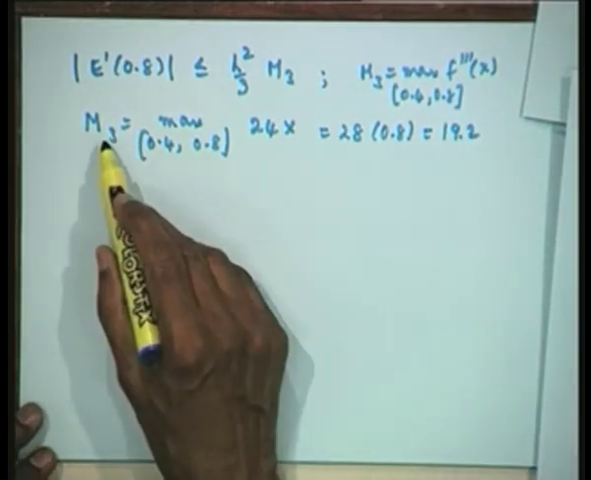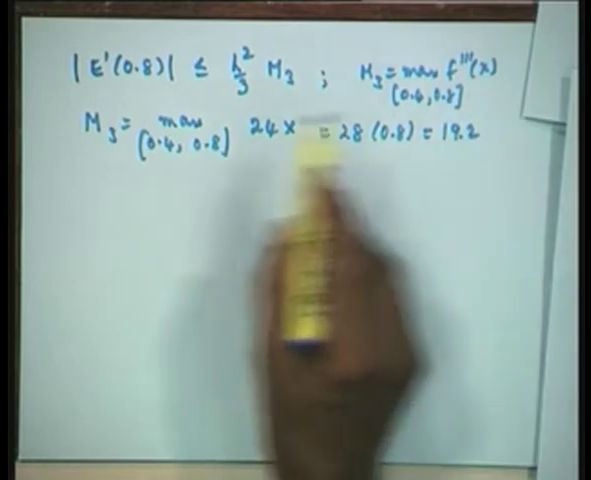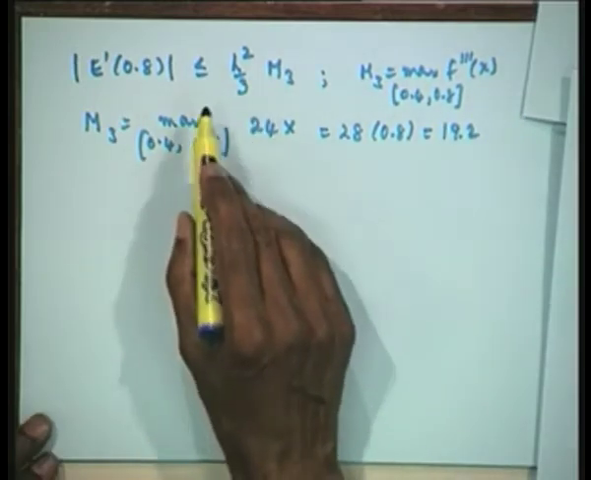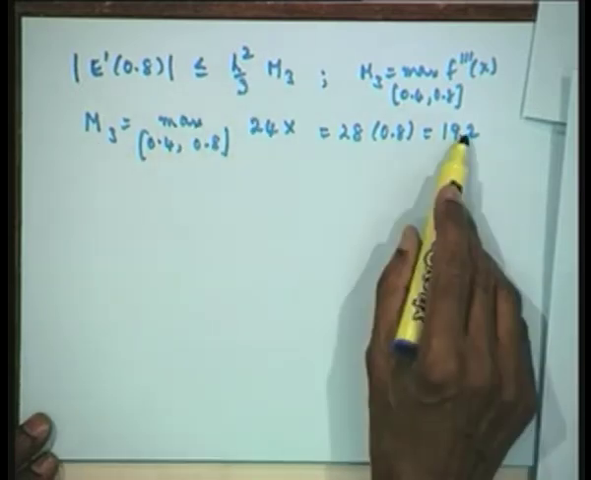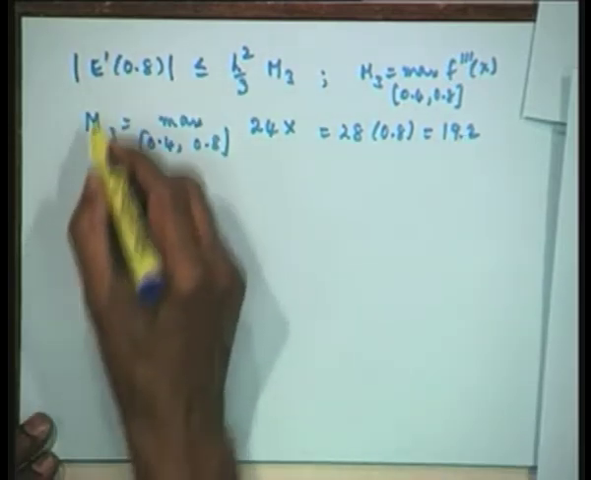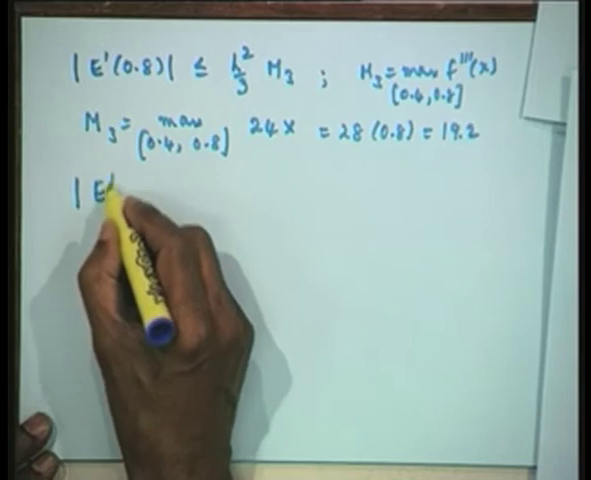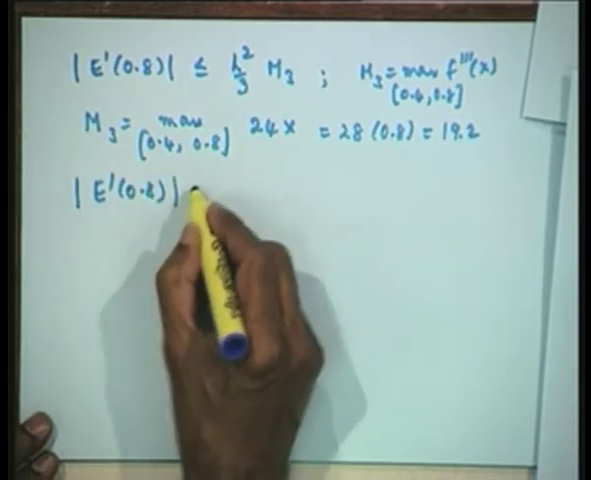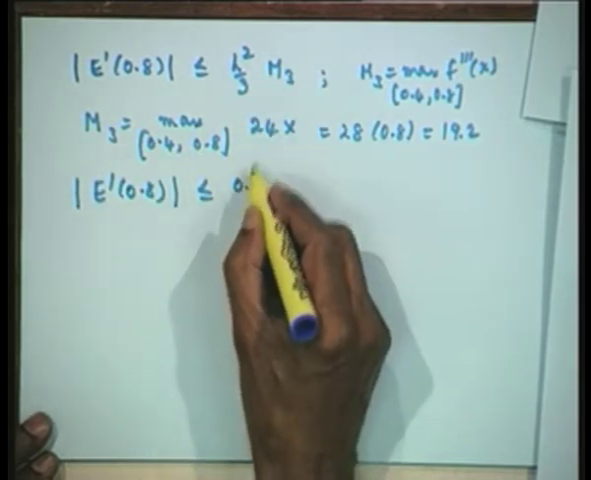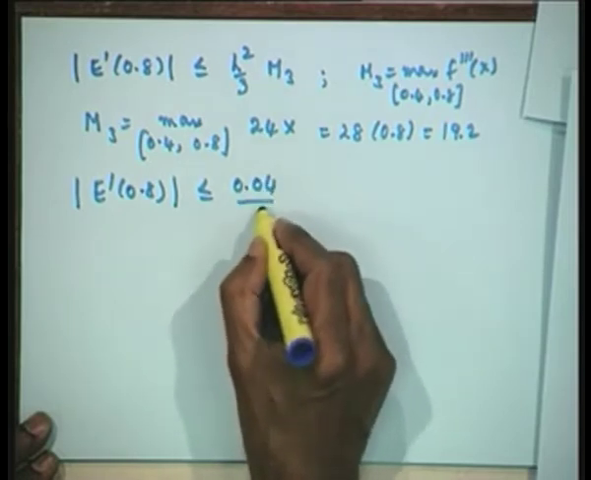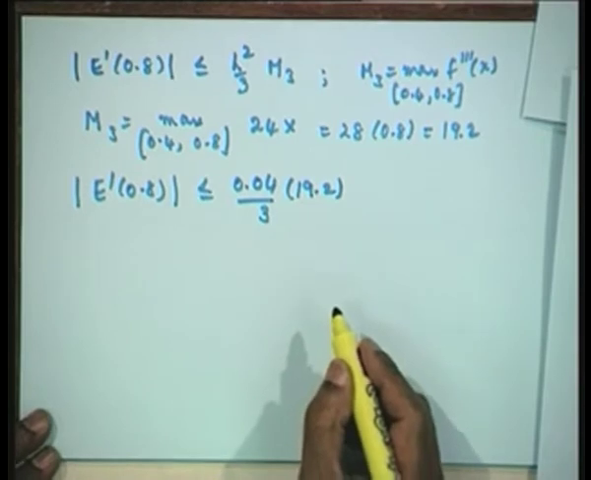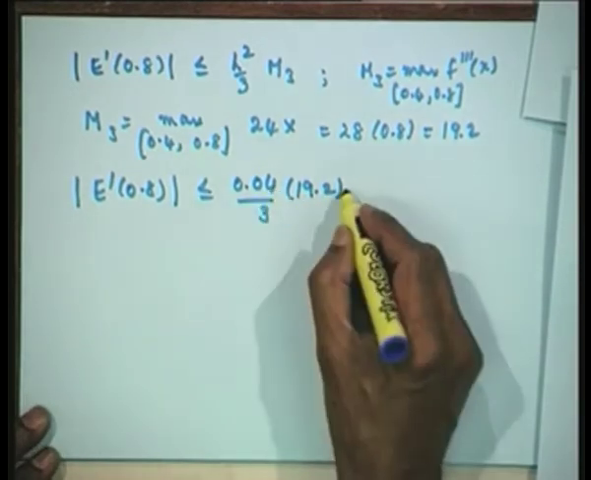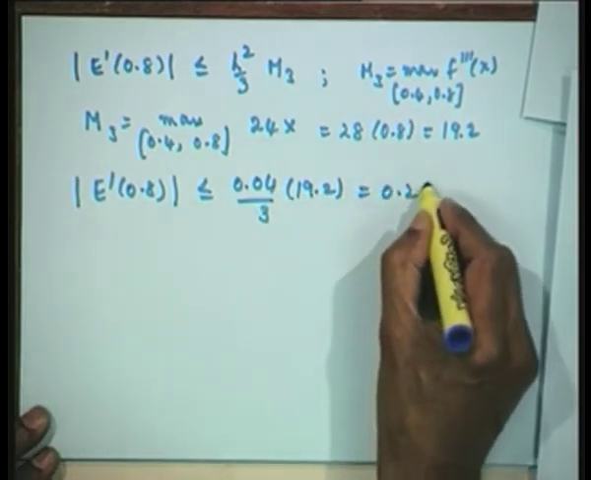So, it is because of this reason our actual error is large, and the numerical value also shows that the error is going to be large, because M3 is very large. So, let us write down, substitute it here. Therefore, the error in the derivative at the point is h square by 3 into 19.2, that is 0.4 divided by 3 into 19.2, that is 6.4 into 0.036, that is 0.256.